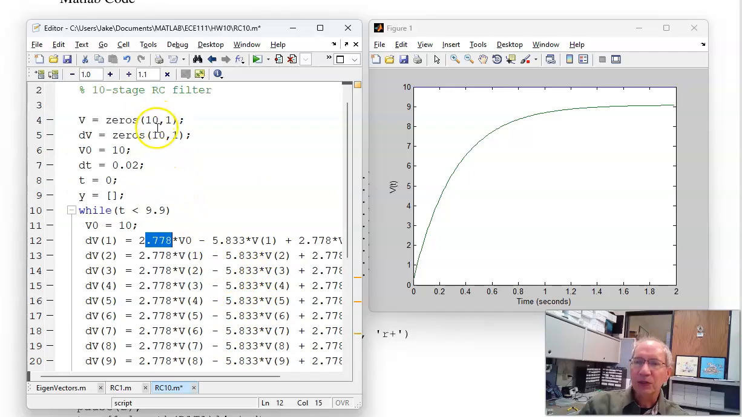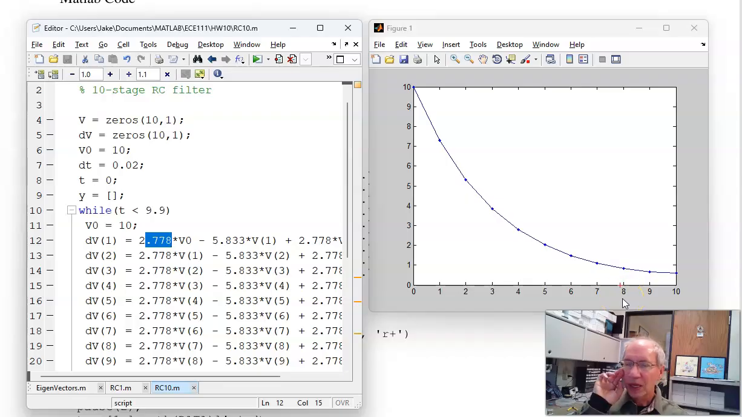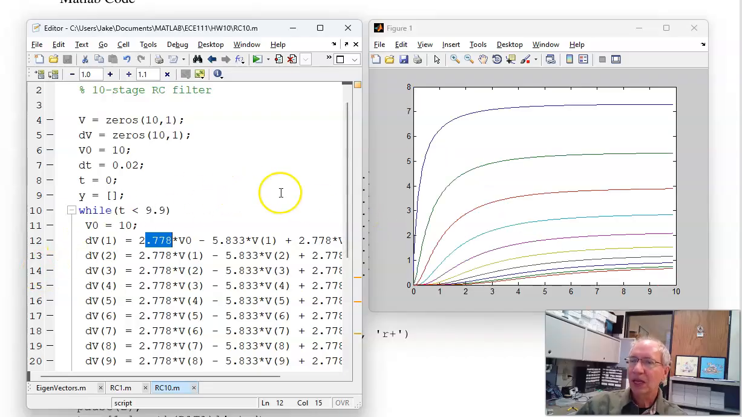Starting from 0 volts, beating at 10 volts, what happens? So as I run it, here's the voltage. V0 is 10. Here's V1, V2, 3, 4, 5, 6, 7, 8, 9, 10. As time runs, after 10 seconds, I'll plot the voltage versus time. And that's what it looks like. You just solved a 10th order differential equation. So impress your roommates.